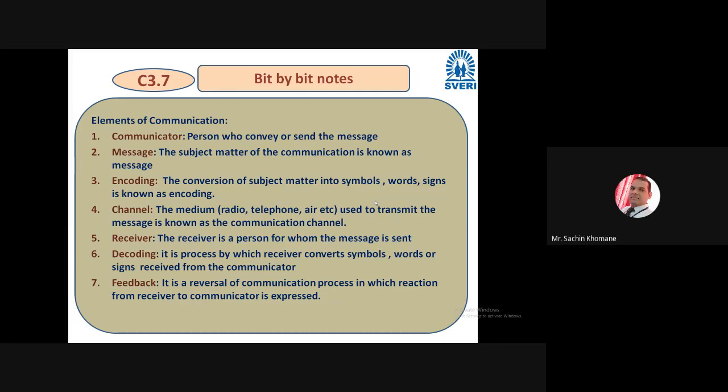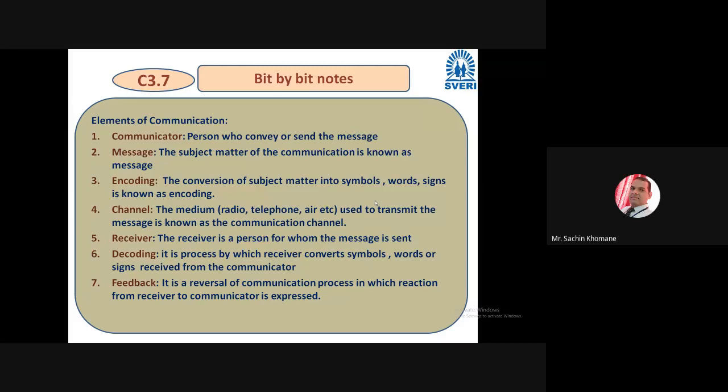And the last one is feedback. What is feedback? It is the reversal of communication, the process in which the reaction from the receiver is communicated or expressed. Getting it? That is nothing but feedback. It is the reversal of communication or response to communication, the process in which the reaction from receiver to communicator is expressed. From whom to whom did the feedback go? Receiver to communicator. That process is feedback. That response from receiver to communicator is feedback.